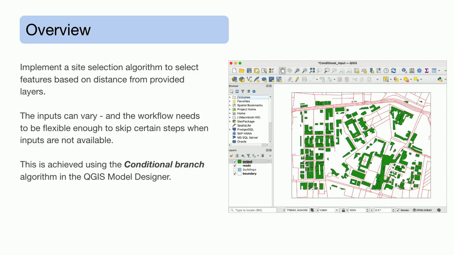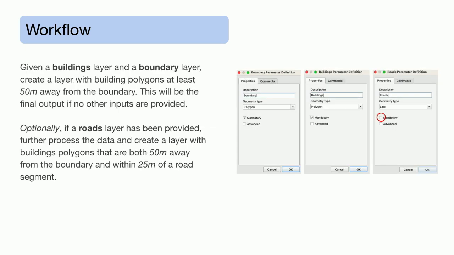So here we say I have a condition where I will always have a boundary layer. So I have a buildings layer. Say I want to select all the buildings that are away from the boundary. But if you get roads, then you also do further processing where you select the buildings that are also away from roads. But if you don't get roads, just end your workflow there. Right? So now this is a condition that you want to build in your workflow.